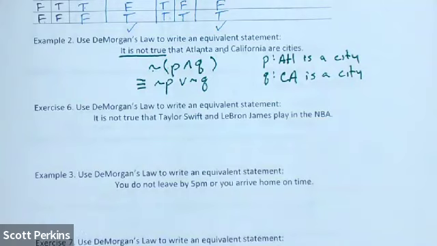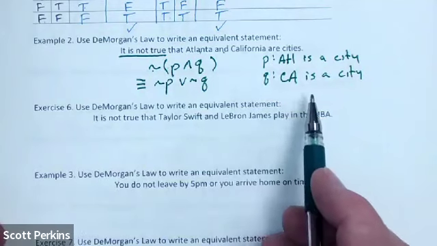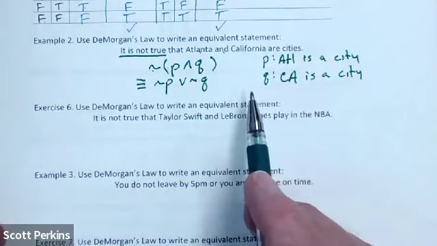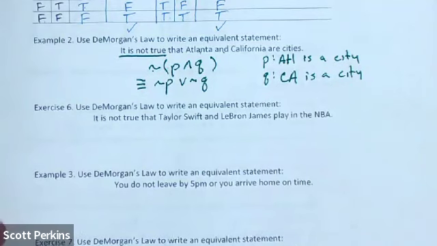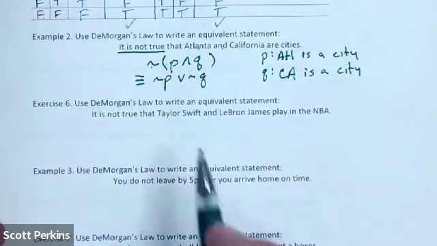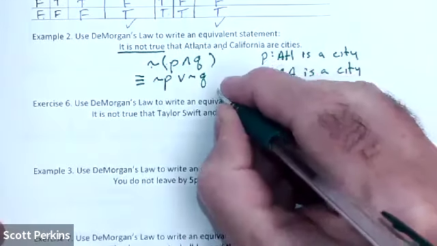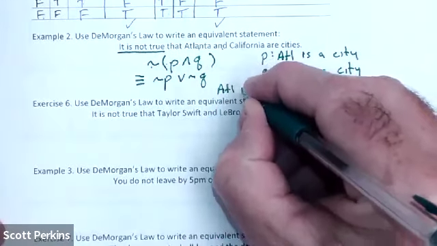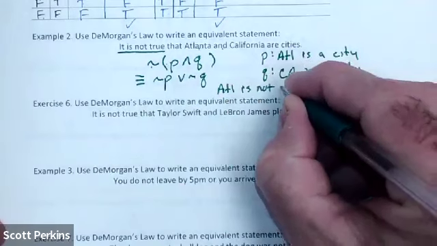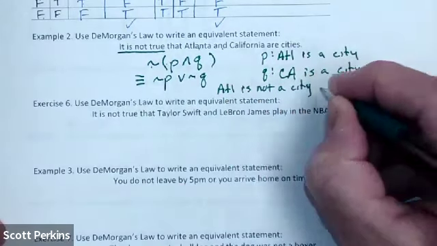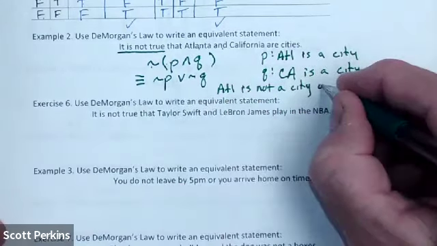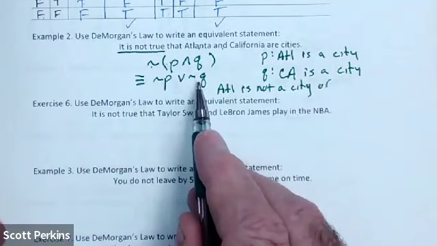And now we will write that in words. I'm going to write it over here on the side. I don't want to squish things too much. I did not use my room very well on this particular problem. I promise I'll do better. So here we go. Squiggly P is Atlanta is not a city. Or squiggly Q, California is not a city.